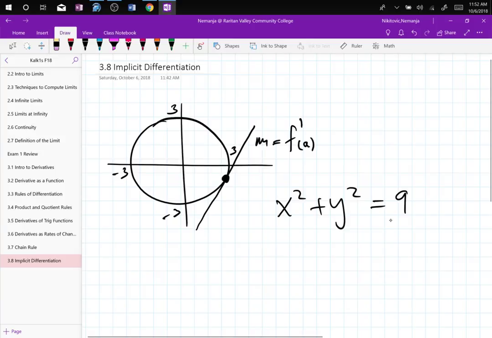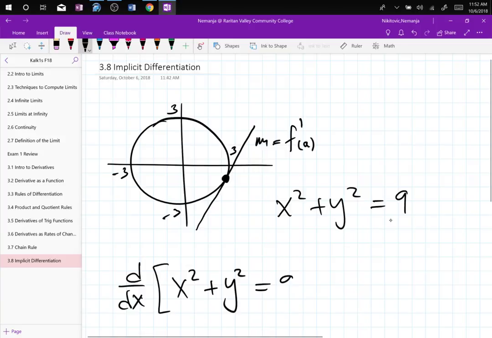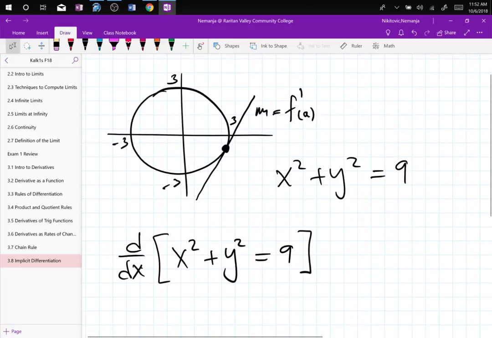So now, there are no formulas to learn. This is a procedure that you are learning, and it's utilizing the chain rule idea. The notation is a little bit different. You say d/dx, and now you put the entire expression inside these brackets. We never had an equal sign within the brackets before. This is the first and only time you will have an equal sign in the brackets. So the question is, what is the derivative of a circle where the circle is not a function?